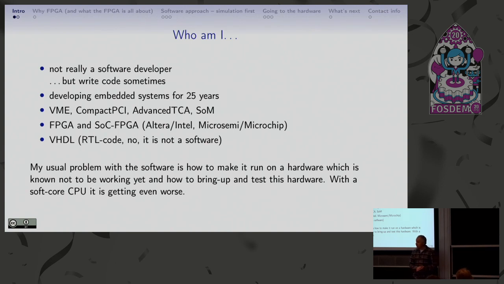What I'm doing for a living, instead of software development, is designing hardware, embedded hardware, and using software to bring up this hardware to make it run. But since for the last 5-10 years, most of my work is concentrated on FPGA systems, the problem is not only how to bring this software running, but how to bring all the hardware platform for this software up and running, including the soft core or integrated hardcore CPU processors.